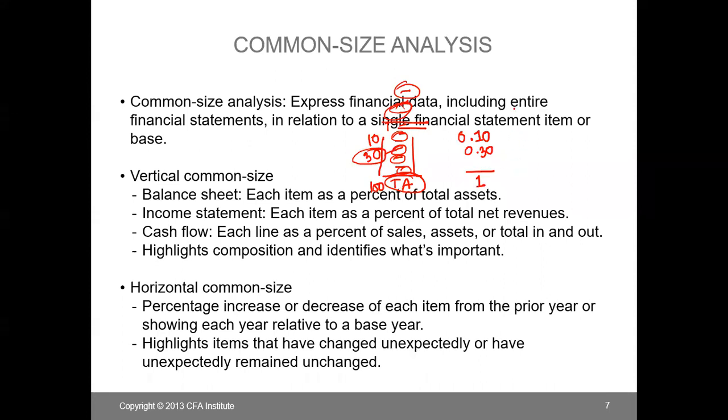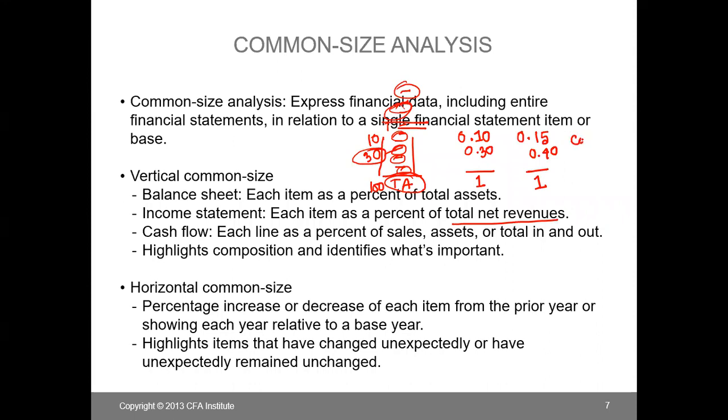Say for another company, you can come up with a similar calculation. You might come up with 15% of their asset is cash and 40% of their asset is inventory. So this is a kind of vertical common size, because we are limiting ourselves in the vertical, we are looking at a particular column. Okay. So in case of income statement, the base will be the total net revenue.